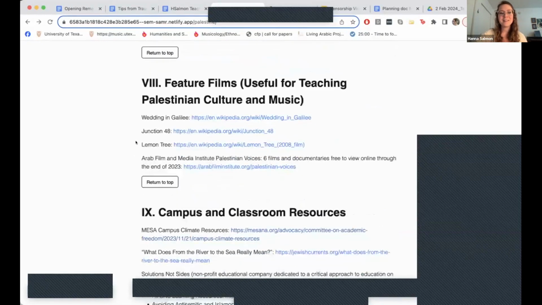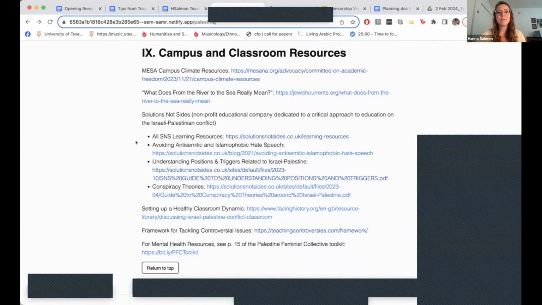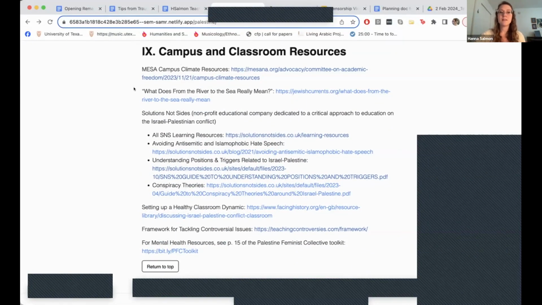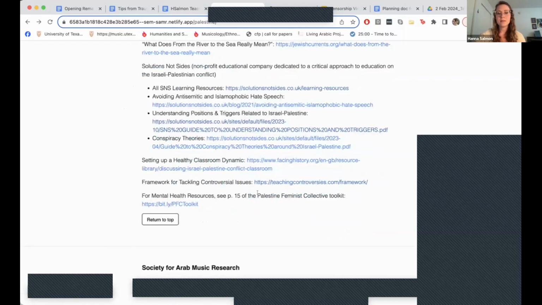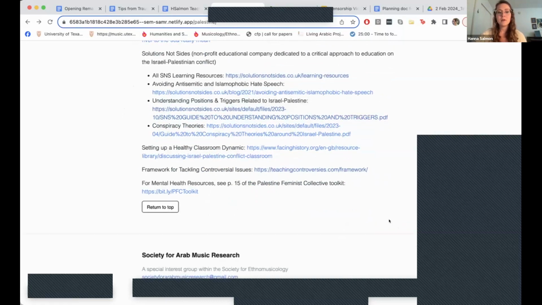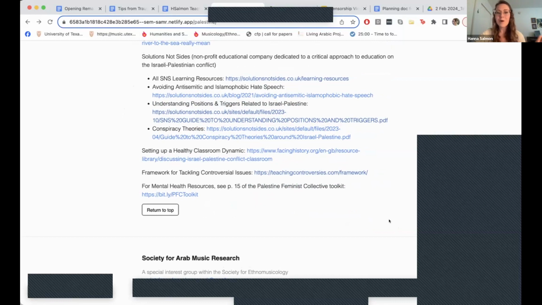And then finally, resources for the classroom for campus climates, addressing the phrase from the river to the sea, ensuring that your classroom has a healthy environment, as well as the mental health resources in the Palestine Feminist Toolkit. A lot of the toolkits that existed long before what we've done here are listed in the first section. They're very, very useful. They're full of information. They've been edited since things started happening in Gaza. So there's all kinds of stuff here.